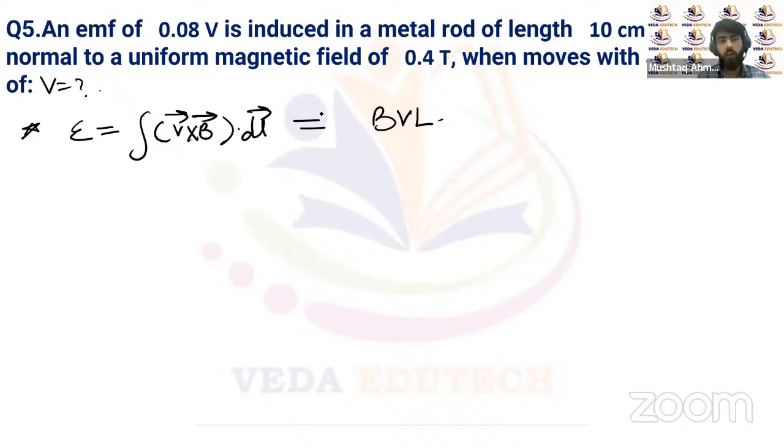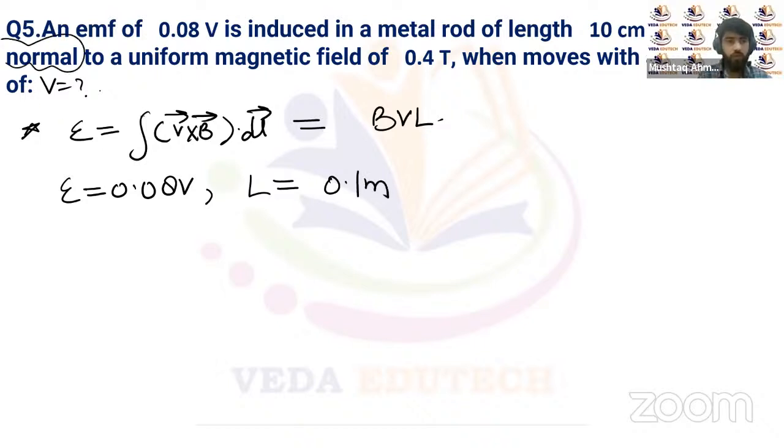The induced EMF here is given as 0.08 volt in a metal rod of length 10 centimeter, that is 0.1 meter, held normal to a uniform magnetic field. Since it's held normal to the field, the angle theta is 90 degrees. The B value is given as 0.4 Tesla. Now we have to find the speed.